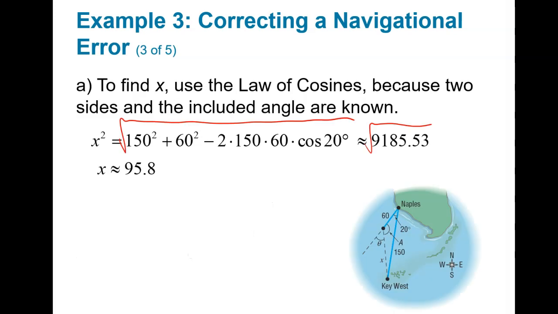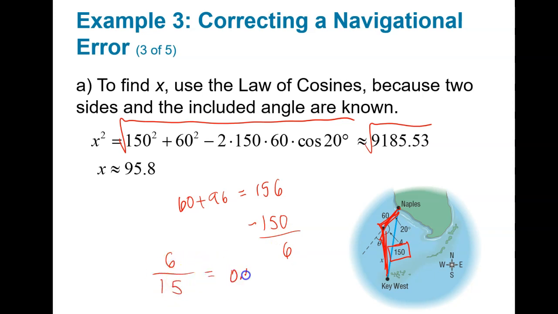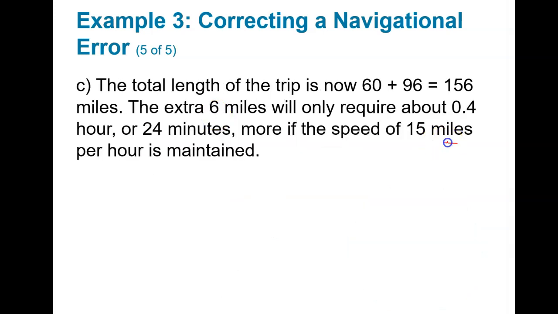So as we saw, we've already gone 60 this way. We're going to have to go 96 roughly that way. So if we add those 2 together, that's now 156 miles total, where it was just 150 miles straight away. So we have added 6 miles, and 6 miles at 15 miles per hour is 0.4 hours, which is 24 minutes. That's all we've added onto the trip. So there's not a huge blunder here. Again, assuming that we maintain that 15 miles per hour.